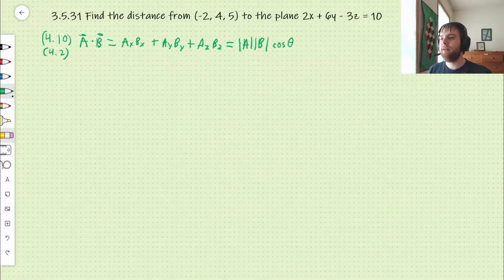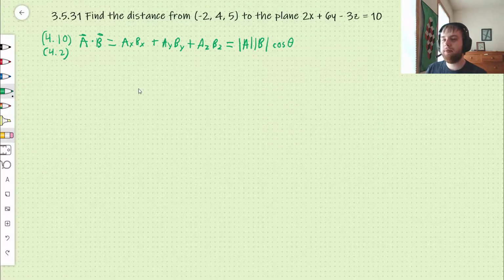Okay, here we go. Find the distance from the point (-2, 4, 5) to the plane 2x + 6y - 3z = 10. We have a formula here that's going to help us out.